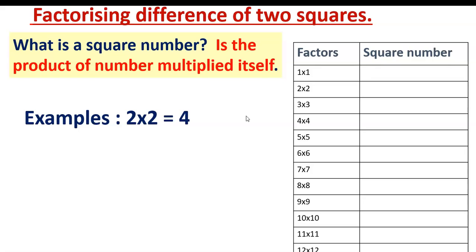I've got a table for you. I want you to complete the table of square numbers. You can stop the video now and complete the table. Fine, I think you have done. If you have done, this is the list that you will generate, from 1 times 1 all the way down to 12 times 12. These are square numbers, and they will help us to factorize the difference of two squares, as you will see in the next slide.